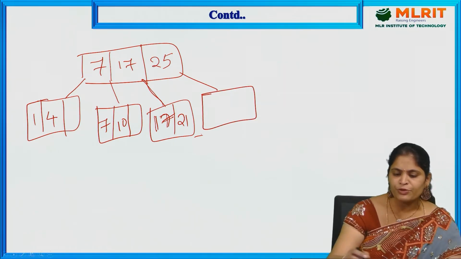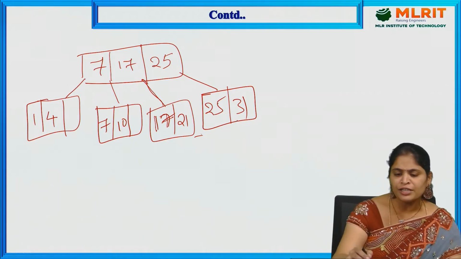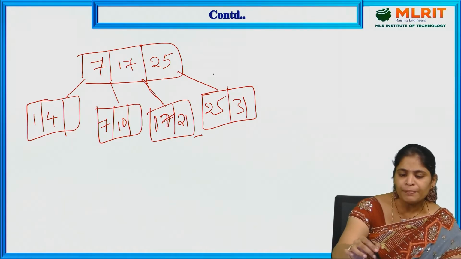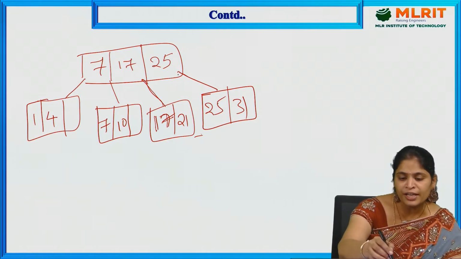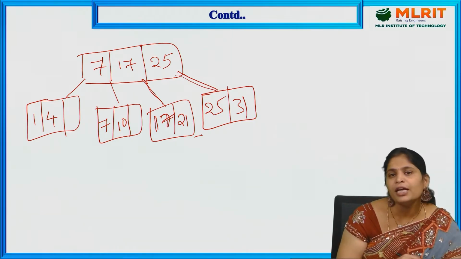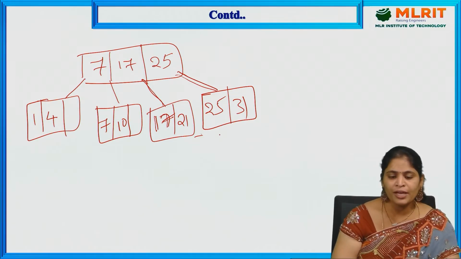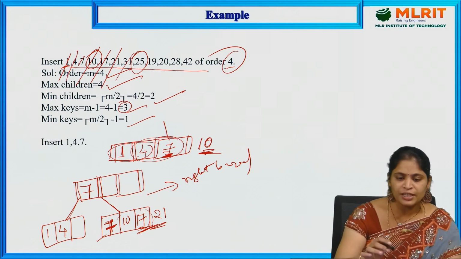After 25, the 25 will be kept here and the 31 will be stored in the right part of the 25. Why? Because it is greater than 25. So in this manner, I split the node. Okay, so this is what the tree looks like after inserting 25.